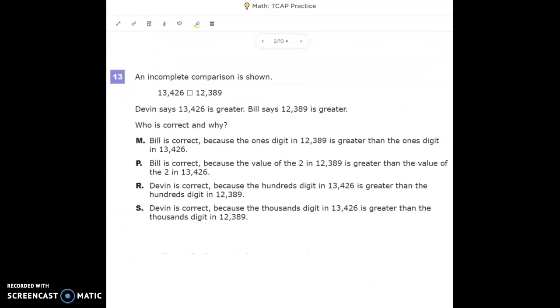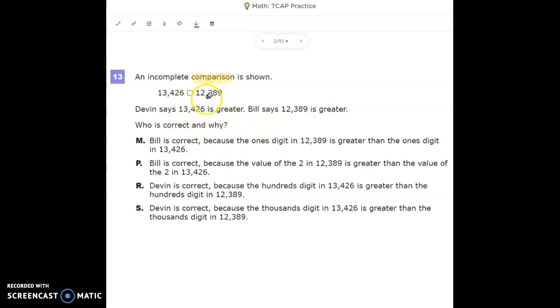Number 13 on your answer document is a comparison. It says an incomplete comparison. That just means that we don't know what symbol to use here yet. It says, Devin says 13,426 is greater. Bill says 12,389 is greater. Who is correct and why?